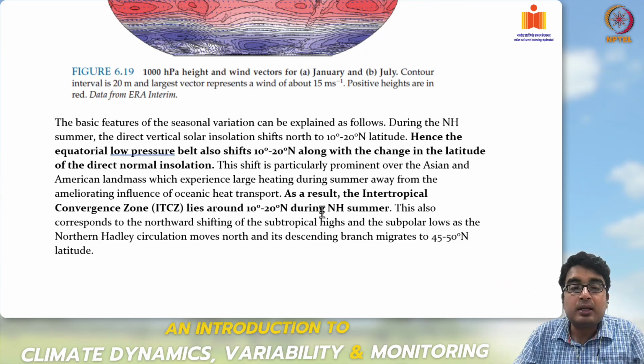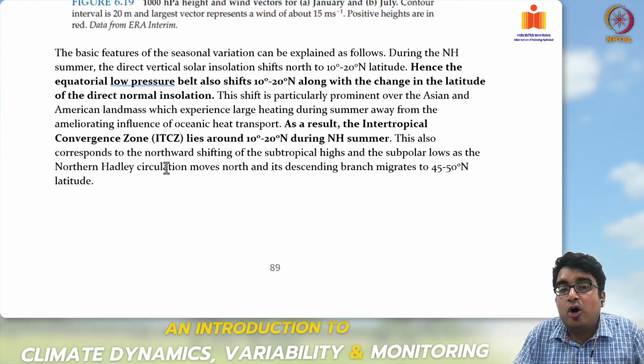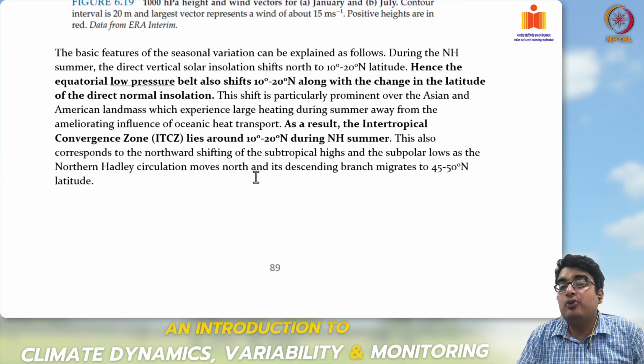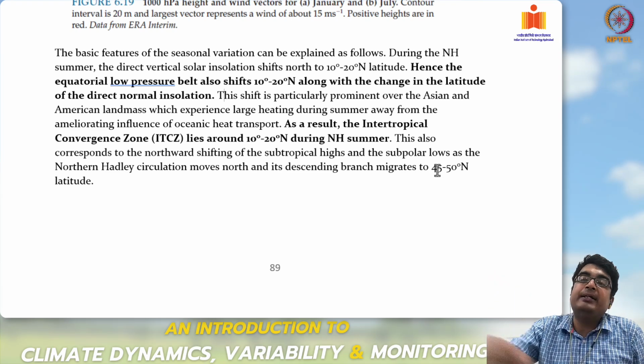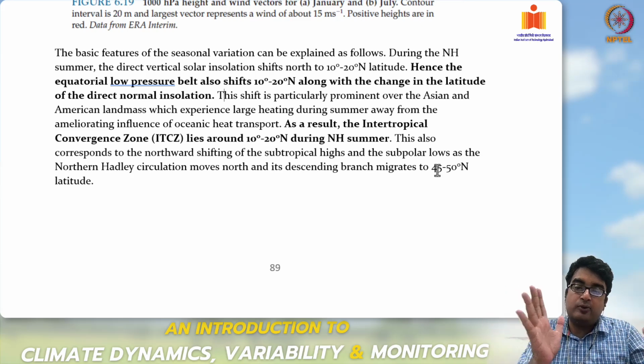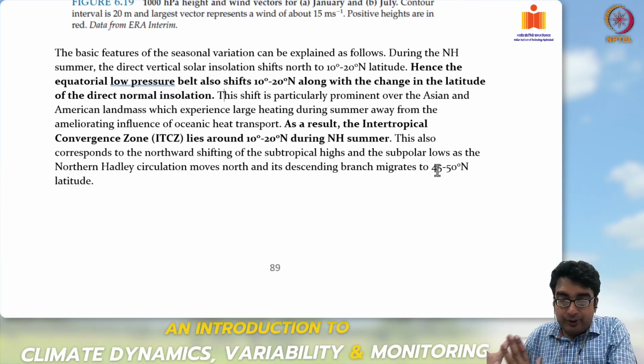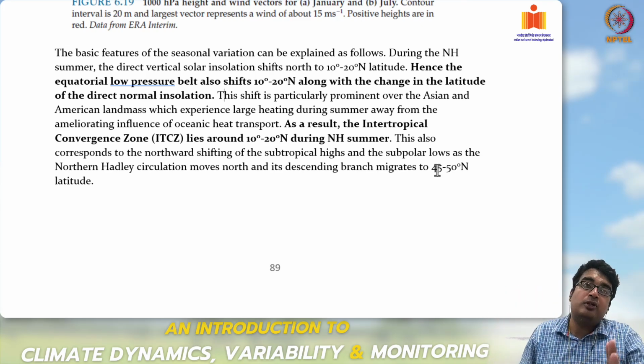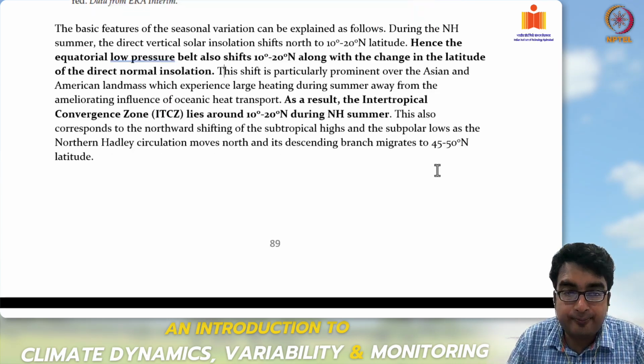This also corresponds to the northward shifting of the subtropical highs and the subpolar lows, as the northern Hadley circulation moves north and its descending branch migrates to 45 to 50 degrees north latitude. So the entire northern Hadley circulation has moved northwards and the southern Hadley circulation is extended to 10 to 20 degrees north of the equator.